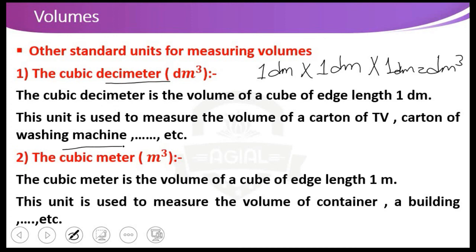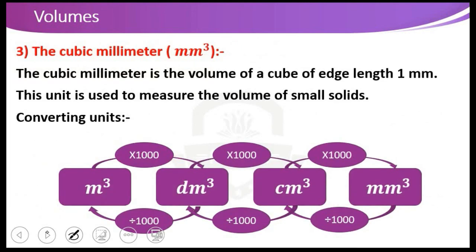The second one is the cubic meter. The cubic meter is the volume of a cube whose edge length equals 1 meter. This unit is used to measure the volume of a container, a building, and so on. So the cubic meter is used to find the volume of big things. The last one is the cubic millimeter. The cubic millimeter is the volume of a cube whose edge length equals 1 millimeter.